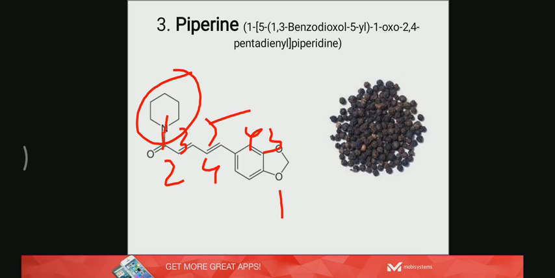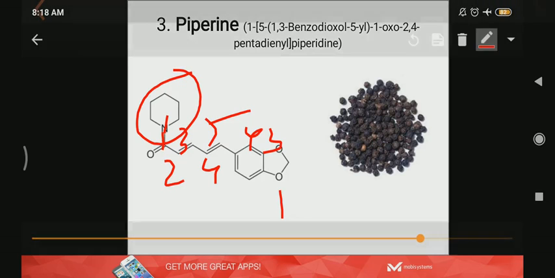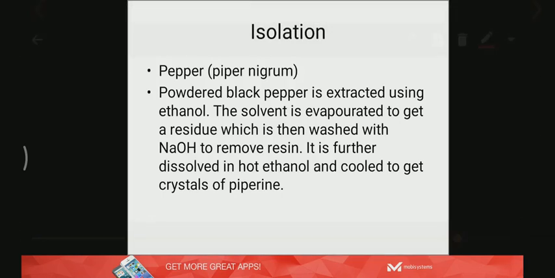That is why 5-(1,3-benzodioxol-5-yl). Then what? 1-oxo, that is, the keto group is named as oxo here. So 1-oxo, that is position 1. Then 2,4 is very clear. At positions 2 and 4, there is a double bond. So it is 2,4-pentadienyl piperidine. So analyzing the name, we understand the structure. That is the point. Okay, now we move on to isolation.